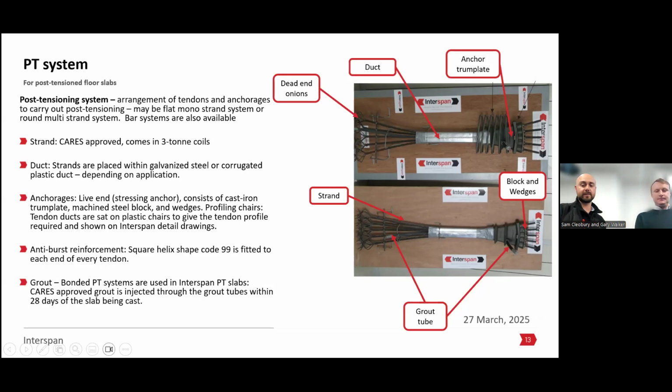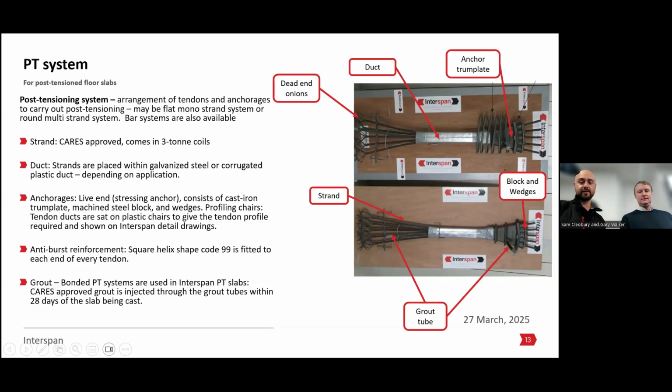In that condition, the transfer of the force into the member is reliant on the anchors, but within buildings in the UK and Ireland market, we would grout them in. We'd use what we call a bonded system. You can just about see there's a grout tube. So after the slab's cast and tendons are stressed, we'll come along later and inject grout under pressure.